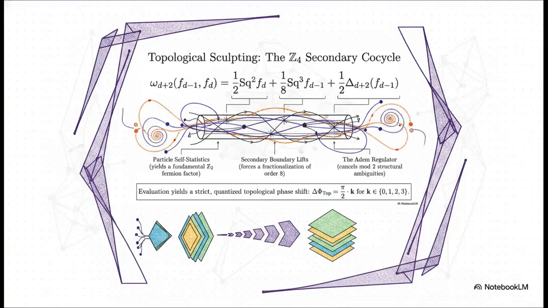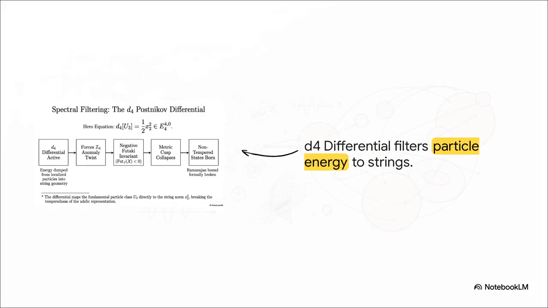Here is where things start to take on real structural shape. Specifically, boundaries force a shape through a twisted Z4 secondary cocycle. Simply put, this acts as a hard boundary constraint. It breaks the conformal symmetry of the system, fractionalizes it, and forces a strictly quantized topological phase shift. It is literally carving out the fundamental rules of how different particle and string dimensions interact and twist around one another. And that carving process leads to a massive structural shift, governed by the d4 Postnikov differential.